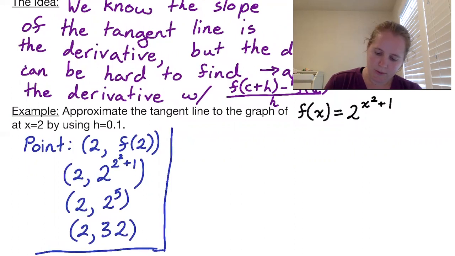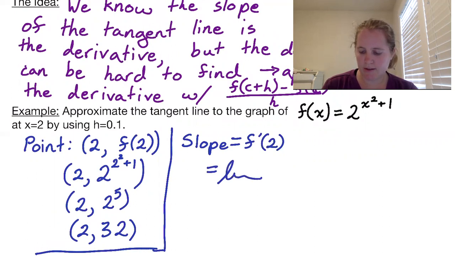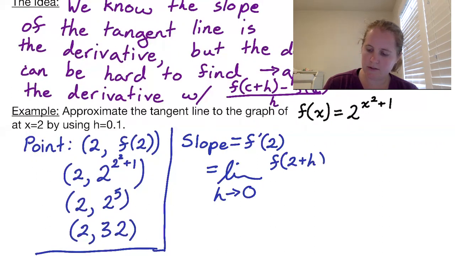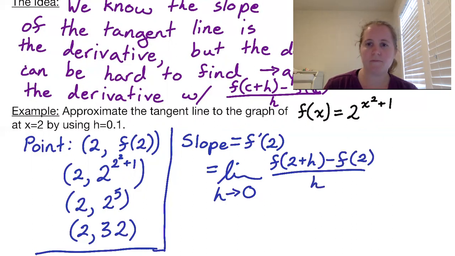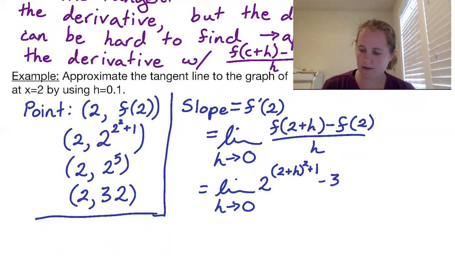Then for the slope, technically or officially, it's f prime of 2, which would be the limit as h goes to 0 of f of 2 plus h minus f of 2 all over h, which in this case would be the limit as h goes to 0 of 2 to the 2 plus h quantity squared plus 1 all in the exponent, and then minus that 32 we found before, all over h.